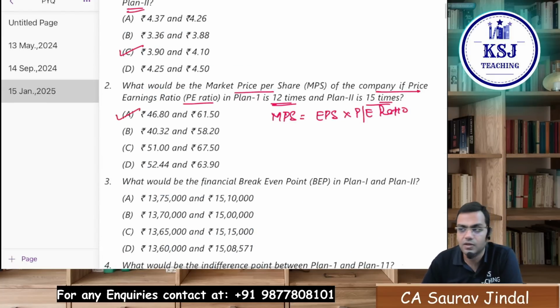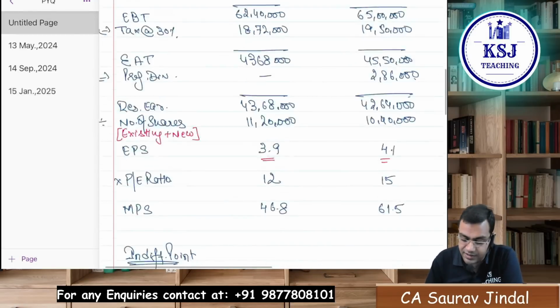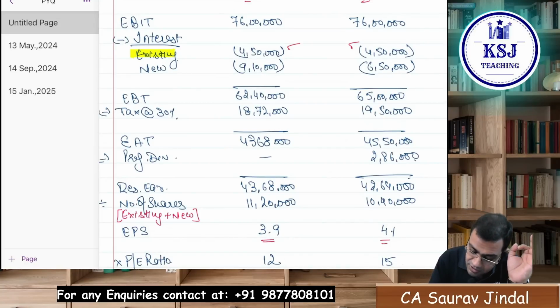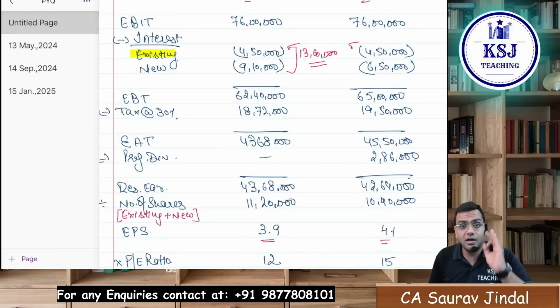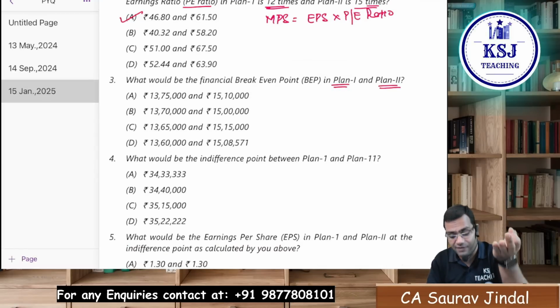Option A. Third part: what would be the financial break-even point in Plan 1 and Plan 2? In Plan 1, when there is no preference dividend, whatever will be the interest, this total interest value, that is 13,60,000. Financial break-even point is where the earnings are just sufficient to pay my financial fixed cost, that is the interest on debt and preference dividend. So for Plan 1, the financial break-even point will be 13,60,000, which is option D.